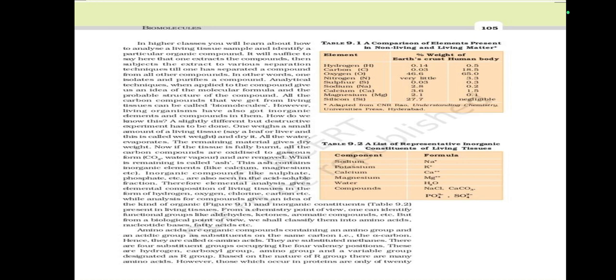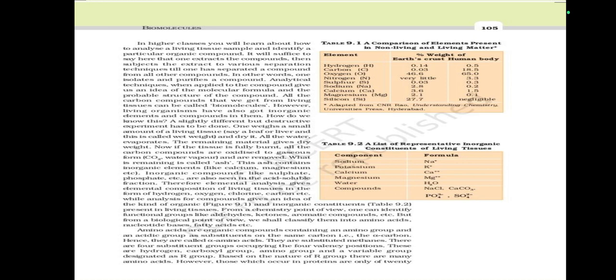However, living organisms have also got inorganic elements and compounds in them. How do we know this? A slightly different but destructive experiment has to be done. One weighs a small amount of living tissue, say a leaf or liver, and this is called the wet weight, and dries it.